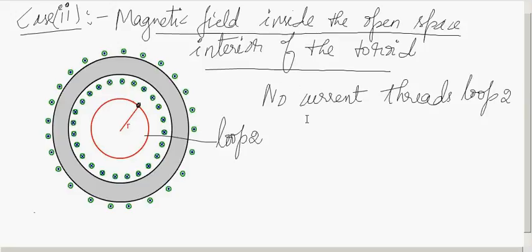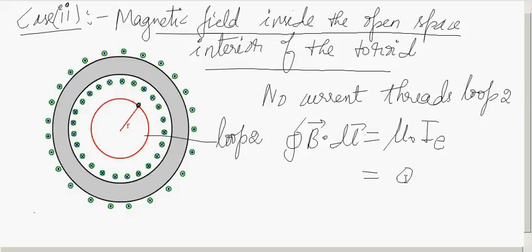So by applying Ampere's circuital law, closed integral of B dot dl is mu naught into I enclosed, the current enclosed. So I enclosed is 0, so the right hand term becomes 0, or it gives B is 0. So what we can conclude is the magnetic field inside the toroid in the open space, interior of the toroid, is 0.